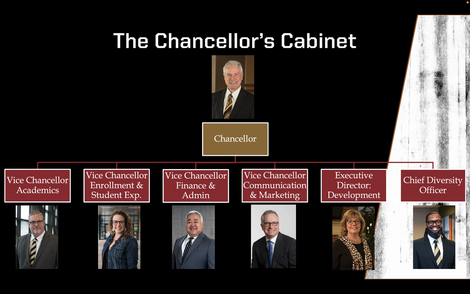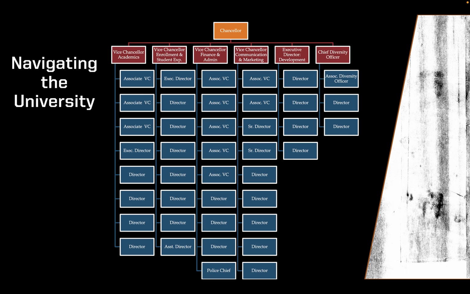Communication and marketing oversee advertising and social media for PFW, and development is the fundraising arm of the institution. All of the cabinet members have large staffs underneath them, as you can see here. Every one of these boxes below the cabinet run a program or an office of some sort. There are 48 people in total on this page below the Chancellor, and it goes even further. Let's go down one of these Vice Chancellor branches to show you some more.